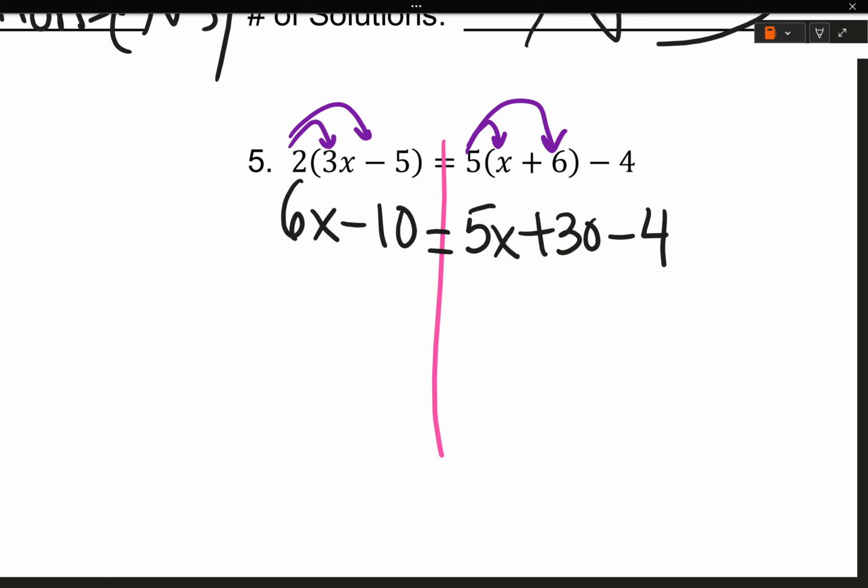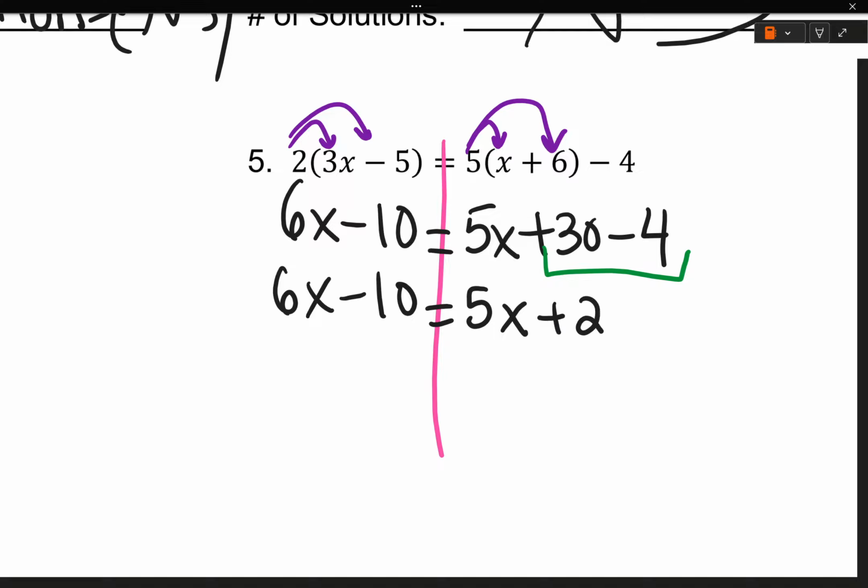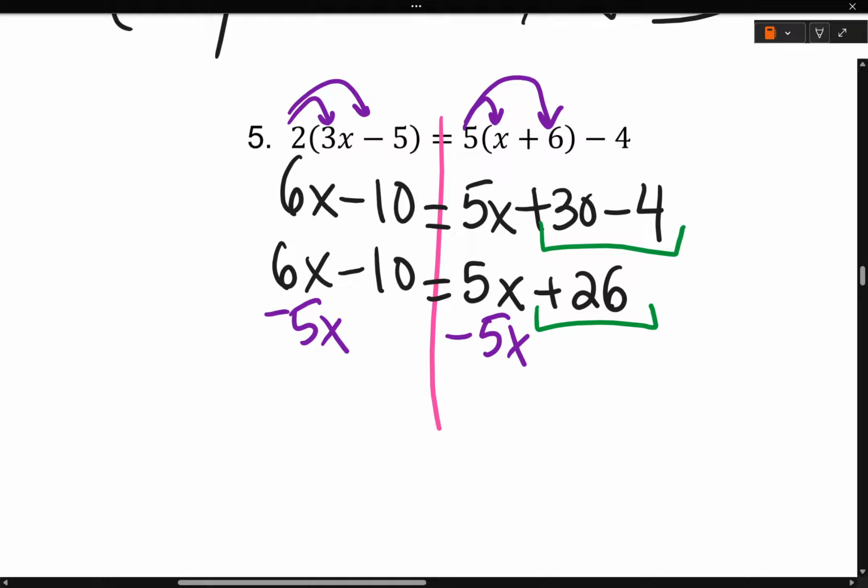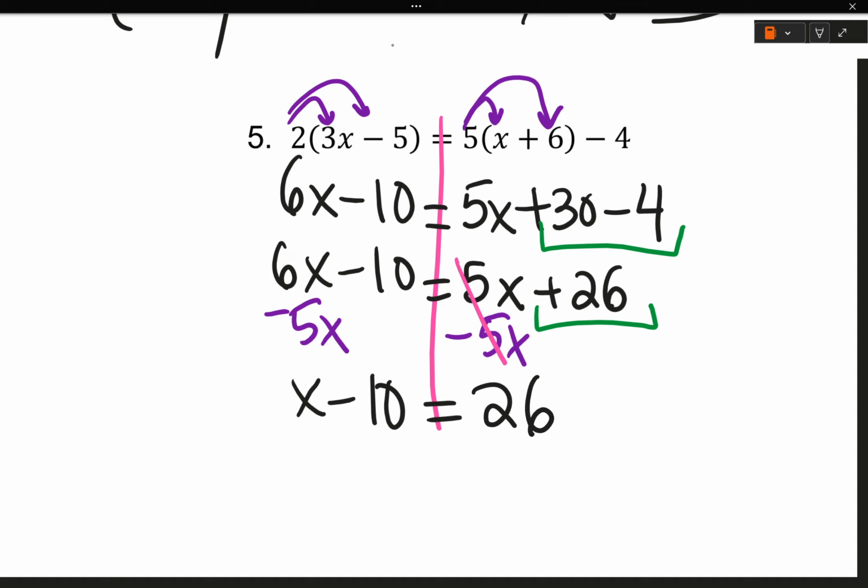Just like we did in the previous three problems, let's combine some like terms on the right-hand side. I'm going to keep the left side as is. On the right, 30 minus 4 is 26. Okay, let's keep going by moving x to the left by subtracting 5x from both sides. 6x minus 5x is x. Looks like we're going to have an actual solution for this one. The 5x's cancel on the right, and we're left with 26.